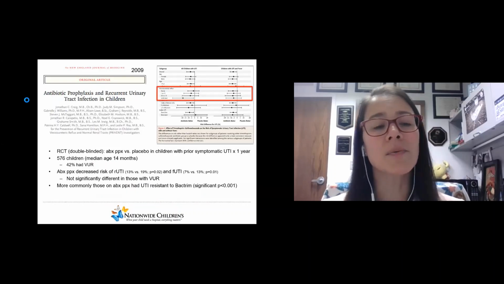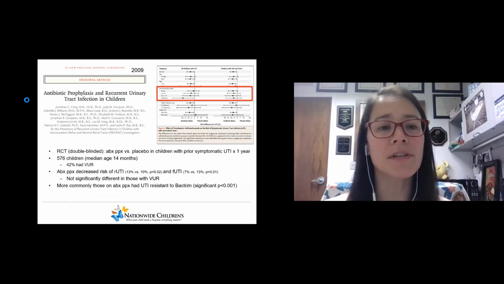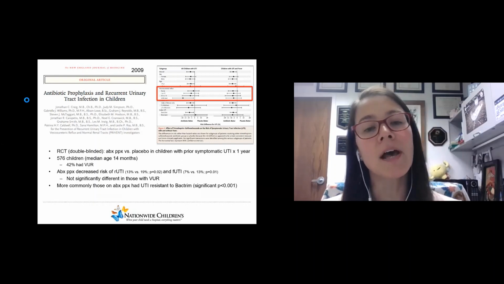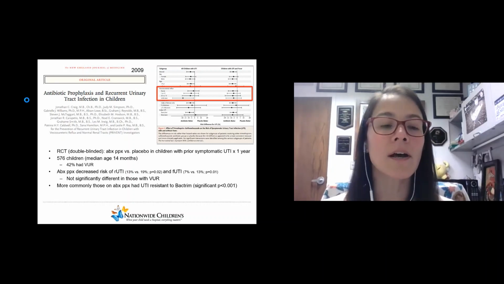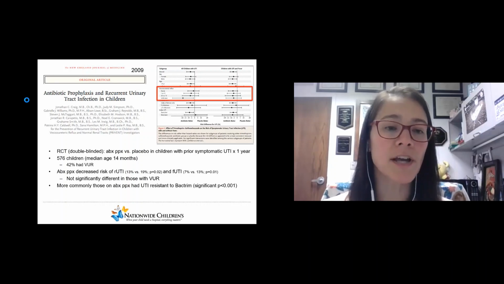This is the next randomized control trial, and this was a double-blinded trial. This was out of Australia, and it's called the PRIVENT trial that you can see at the bottom, just if you've heard of it. But this actually looked at antibiotics versus placebo in children with a prior symptomatic infection and followed them for a year. This included children with both reflux or without. About 42% of the children had reflux.